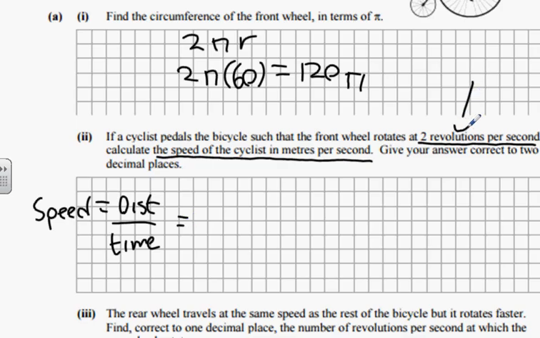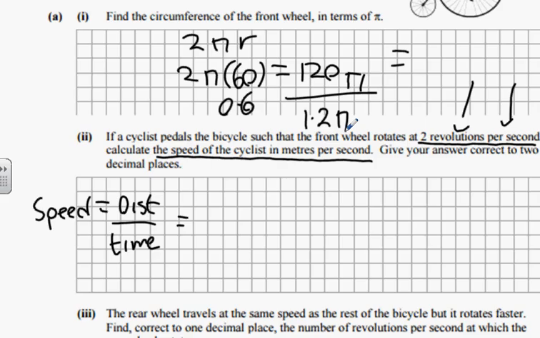It says it there, 2 revolutions per second is 2 rotations a second. 1 rotation is 120 pi. So, now, one problem, it wants it in meters per second, doesn't it? Yes. So I might just convert that back to 0.6. 2 times 0.6 is 1.2 pi, is that alright? Or just divide the last answer by 100.